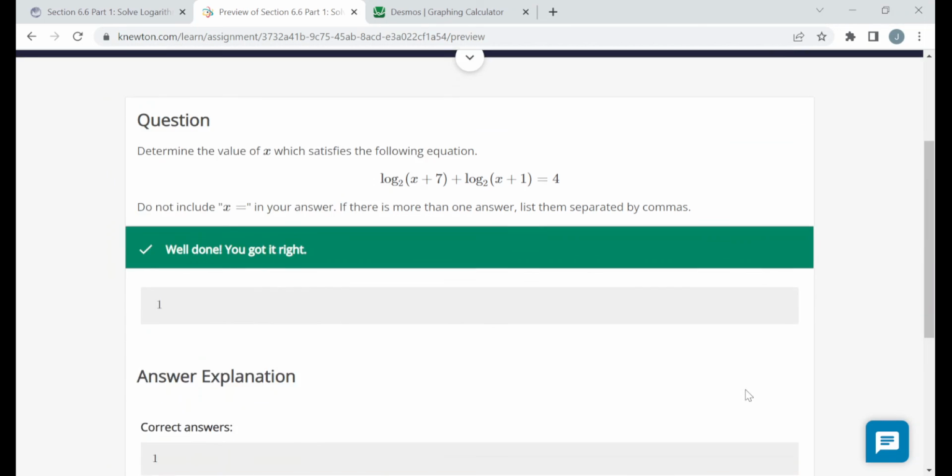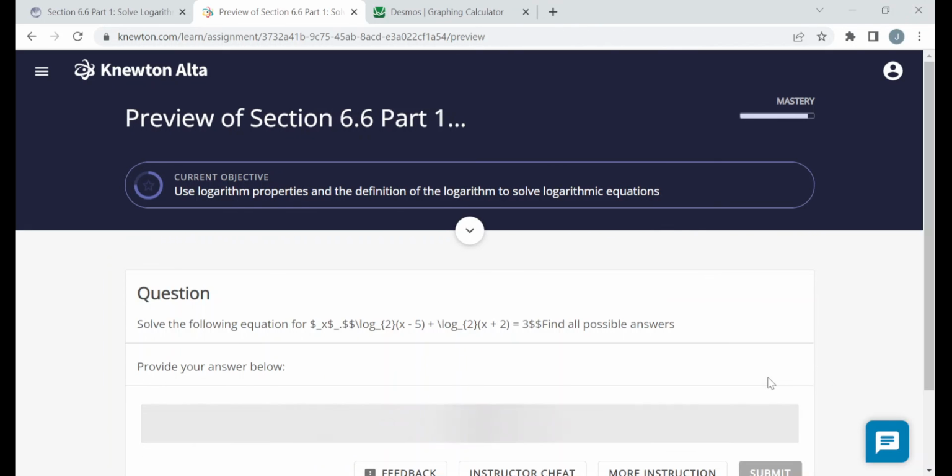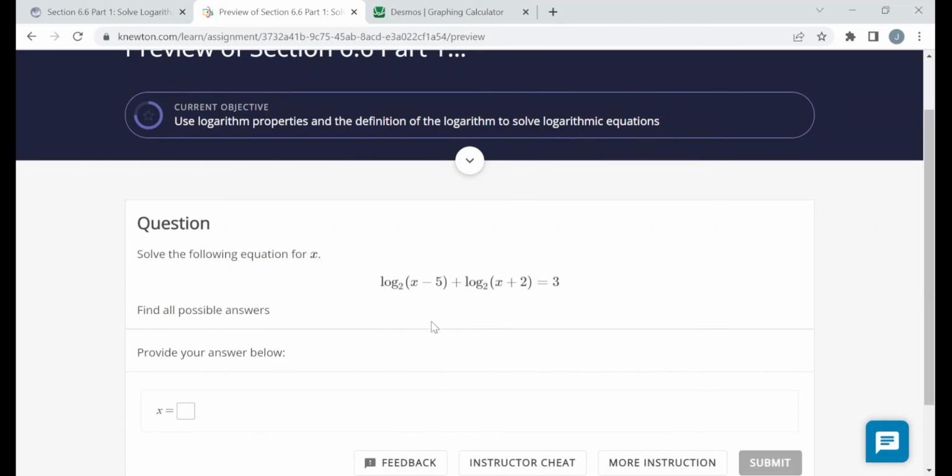Alright, and then I should just have one more from this objective. So this one I'll just talk out loud. We have the log base 2 of x minus 5 plus the log base 2 of x plus 2 equals 3. You'd put these together as the log base 2 of x squared minus 3x minus 10. And then you change to exponential form, get x squared minus 3x minus 10 equals 8. And then it becomes x squared minus 3x minus 18 equals 0.